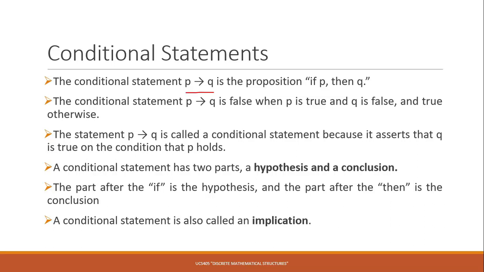It means that if P is true, then Q must be true. This symbol is implies. The statement P implies Q is called a conditional statement because it asserts that Q is true on the condition that P holds. The truth value of this statement is false when P is true and Q is false.